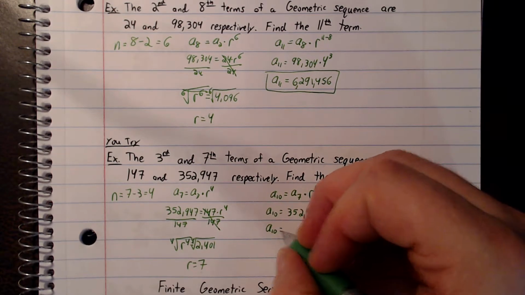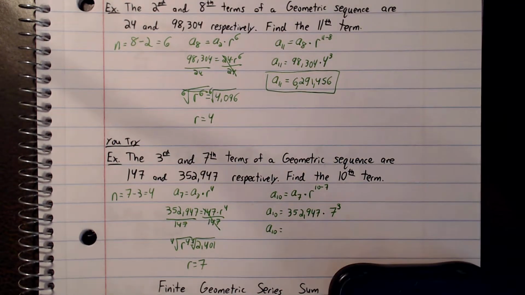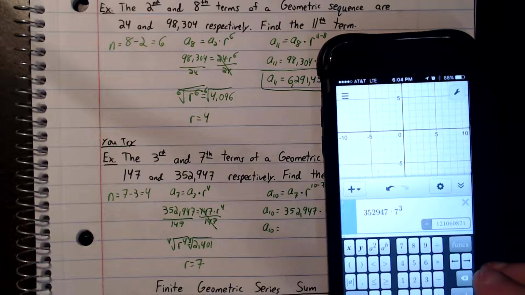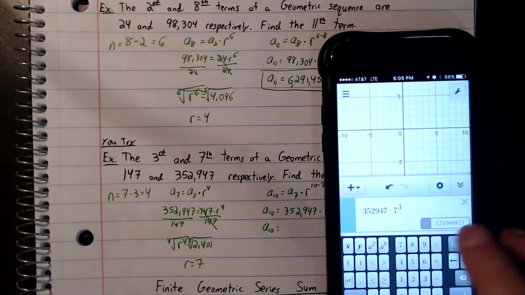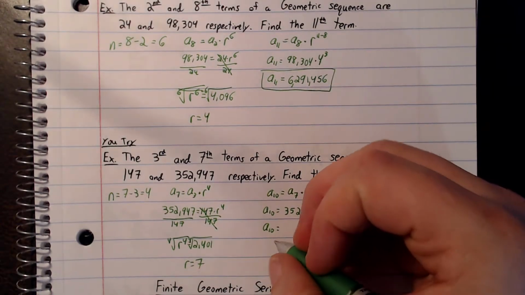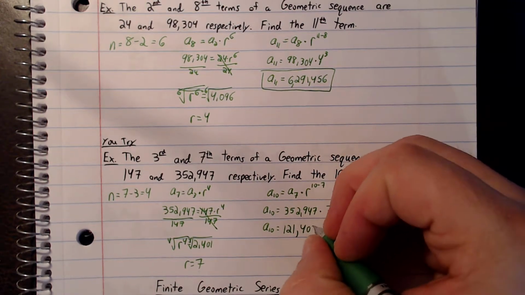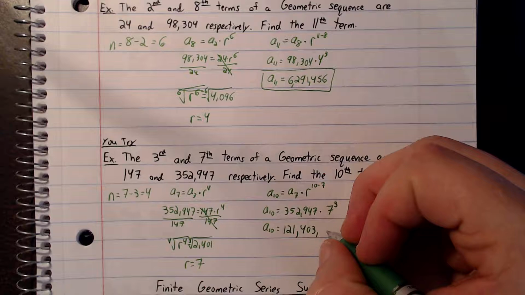So if we type all that into the calculator, 352,947 times 7 to the 3rd power. That's what it looks like on the calculator. Typed in, and that's our solution. That's 121,403,821.